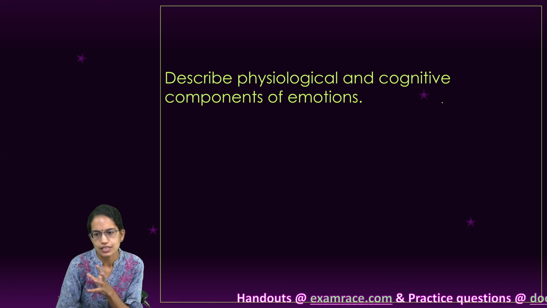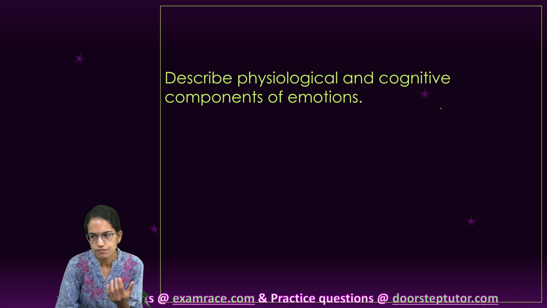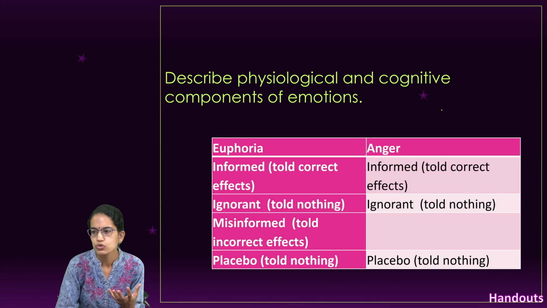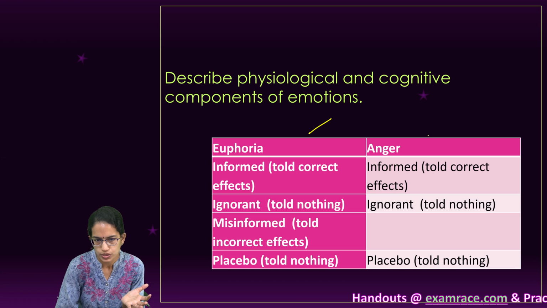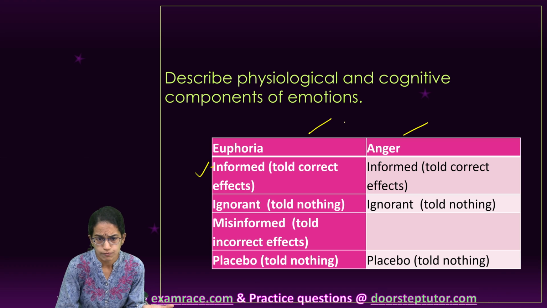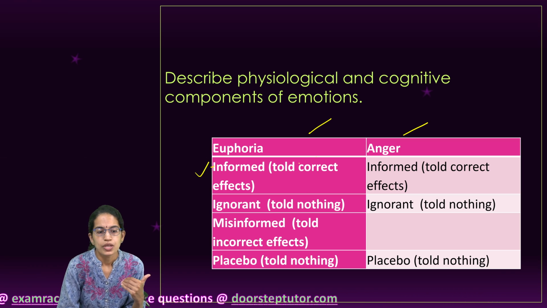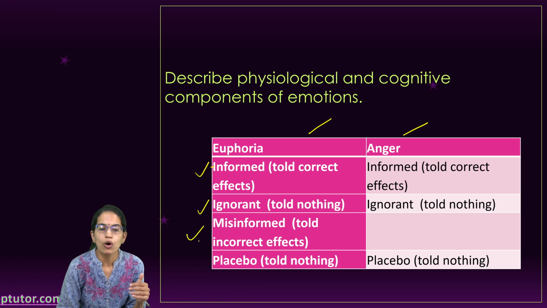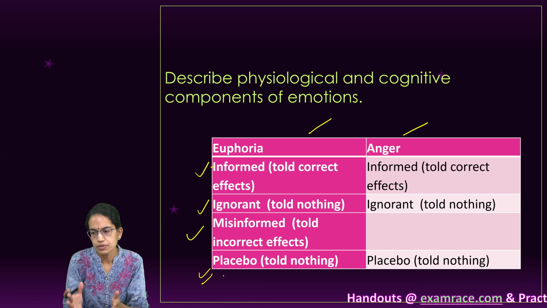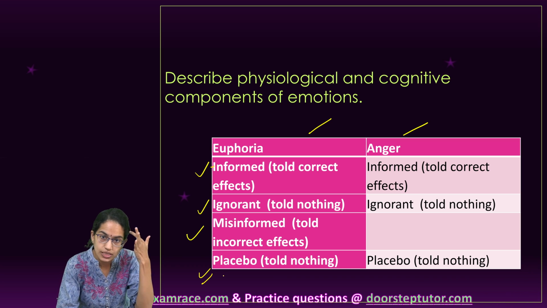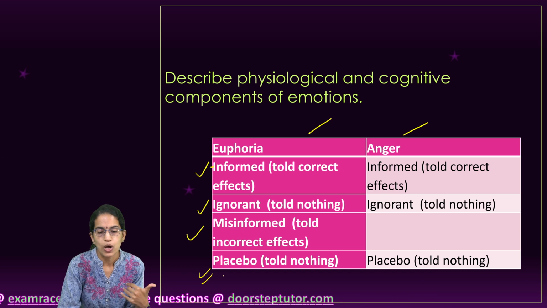What we need to understand here is what type of study. Firstly, it is an experimental study. The idea is to test the state of arousal, and participants were put in two situations, euphoria and anger. Informed students were told the correct effects of the injection. Ignorant students were told nothing about it. Misinformed students were told incorrect effects, and those given a placebo were told nothing, the placebo being used only to create a false feeling that something had been administered.